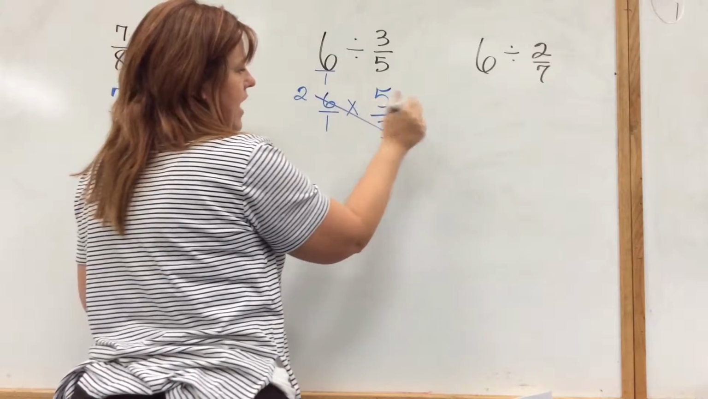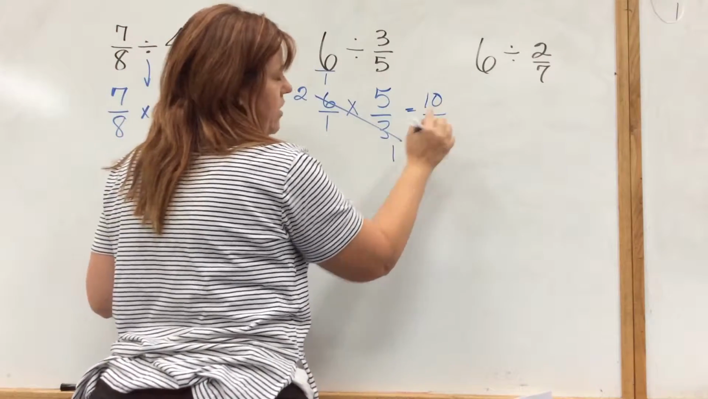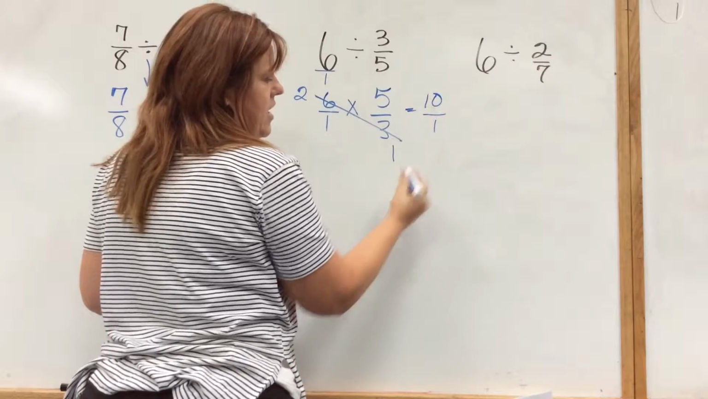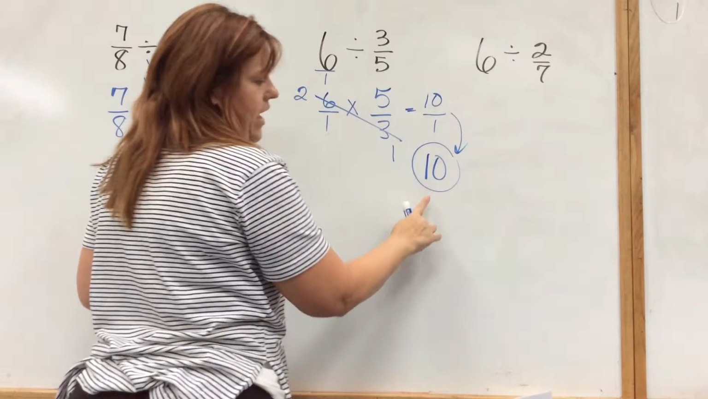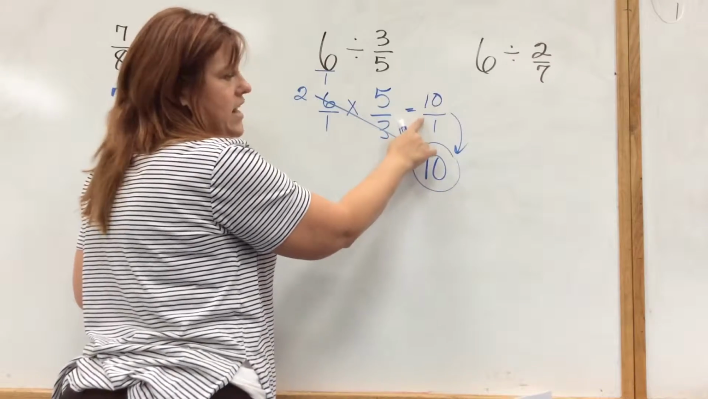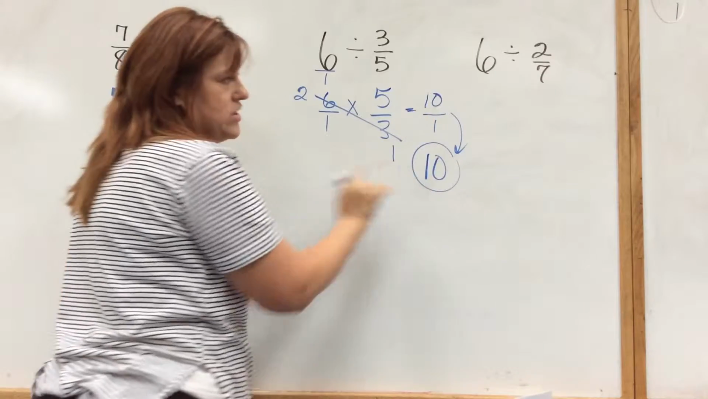2 times 5 is 10. And 1 times 1 is 1. Well, 10 over 1 is the same thing as 10. And it must be written this way. Okay, we want our answers. We never want an improper fraction as an answer. So 10 divided by 1 equals 10.